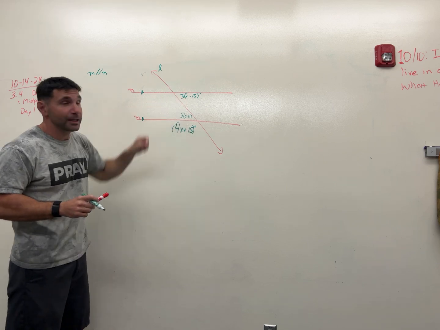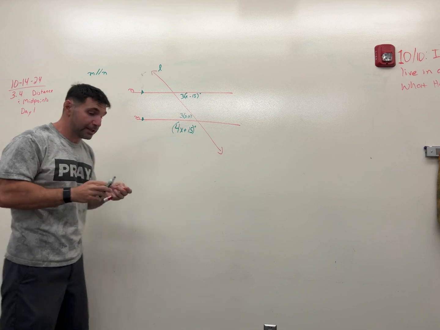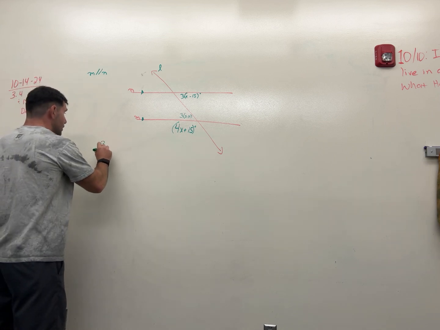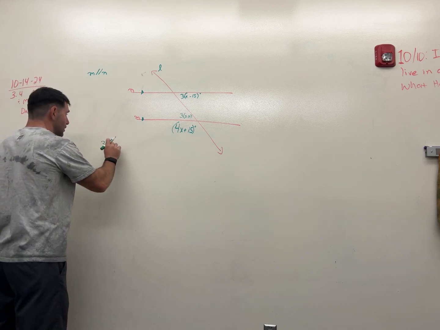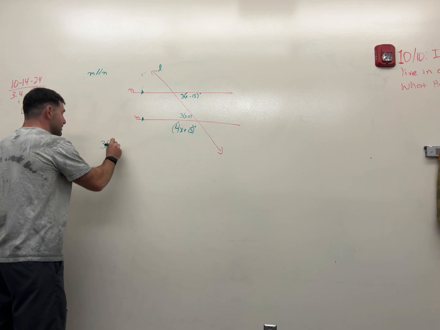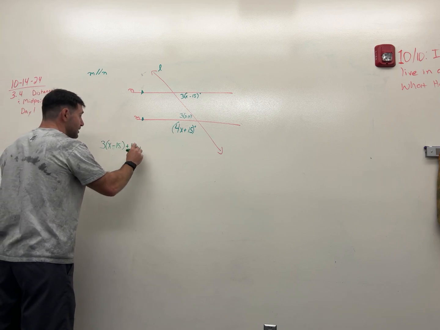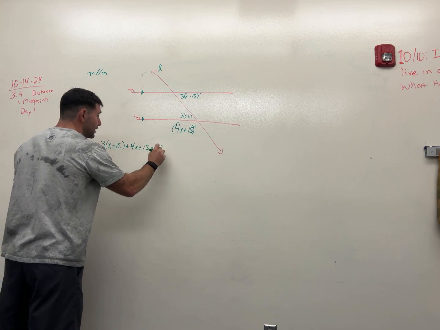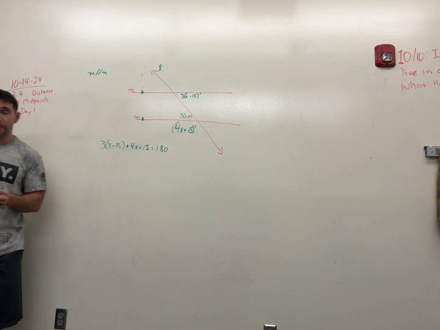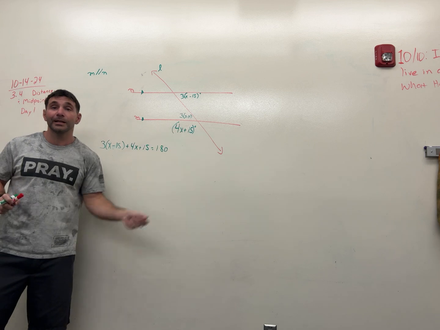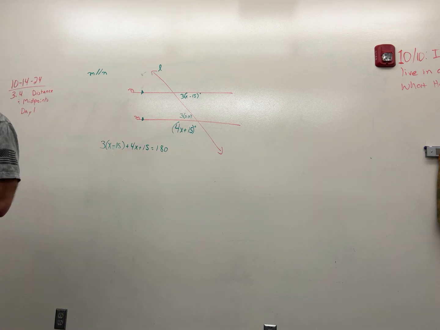And now we have a linear pair. Because we have a linear pair, we can say 3 times x minus 15 plus 4x plus 15 equals 180. Why? Because they are a linear pair. Linear pairs form a straight line. They add up to 180.